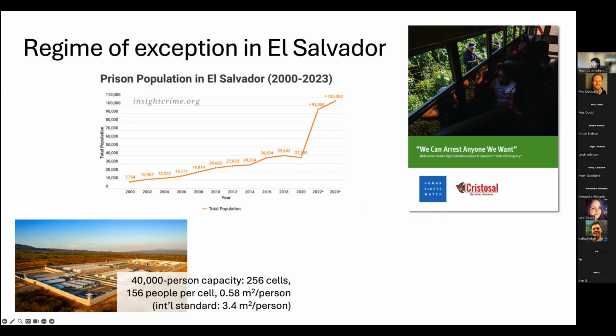To account for this, they built a massive prison to hold 40,000 people. You can see by the stats here that the space allotted to each person is way lower than the international human rights standard. And this is if they do not exceed capacity as they have for all other prisons that they've built. Human rights organizations have documented massive human rights violations, including arbitrary detentions, torture, kidnapping, and a lot of opacity and covering up of deaths occurring in prisons.